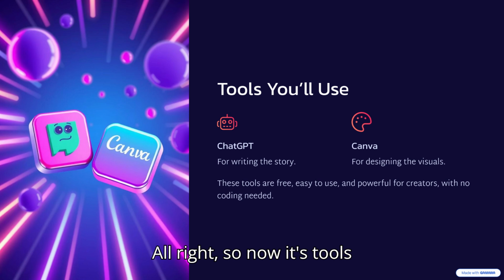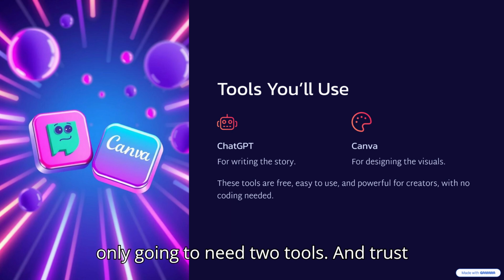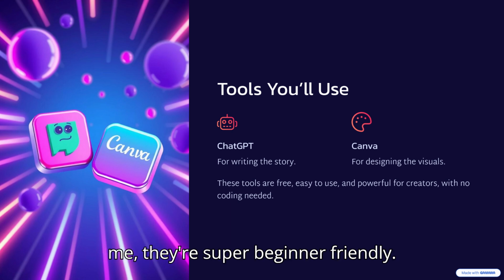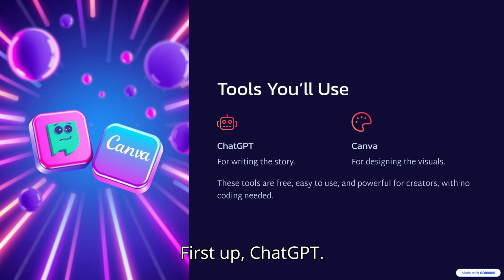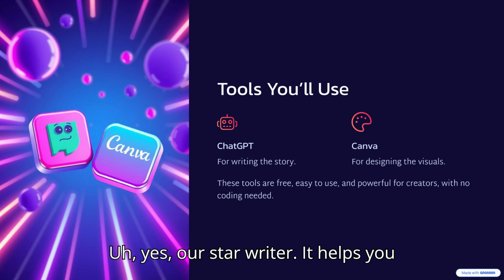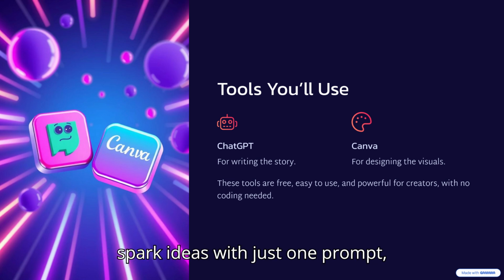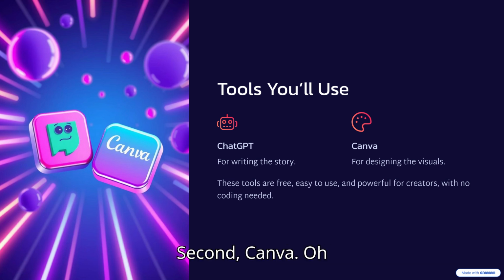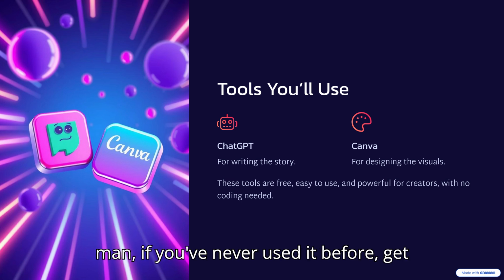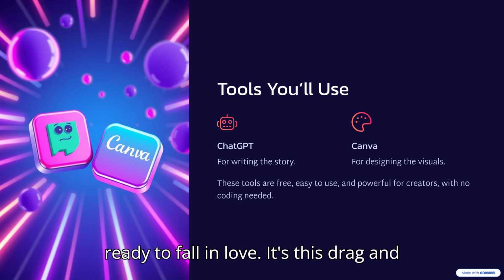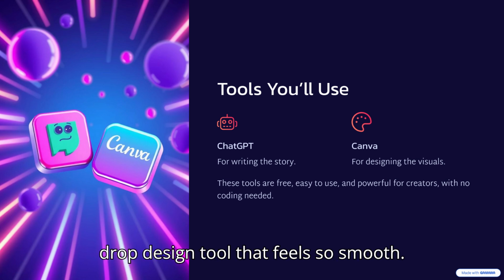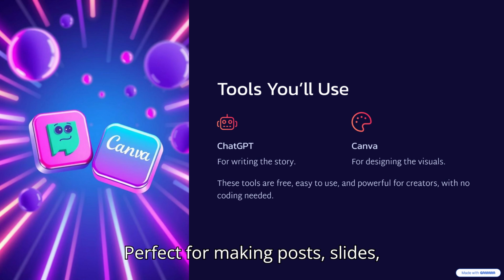All right, so now it's tools time. So for this project, you're only going to need two tools, and trust me, they're super beginner friendly. First up, ChatGPT. Yes, our star writer. It helps you come up with full stories or even just spark ideas with just one prompt, like magic level stuff. Second, Canva. Oh man, if you've never used it before, get ready to fall in love. It's this drag and drop design tool that feels so smooth, perfect for making posts, slides, thumbnails, anything.